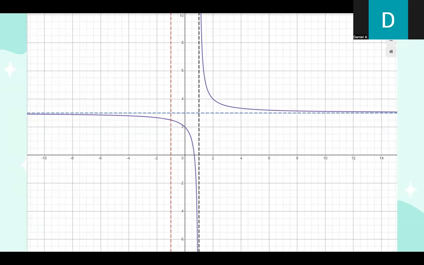As you can see, the intercept points are right there. And I have to admit, this is a beautiful graph right here. It is beautiful indeed.